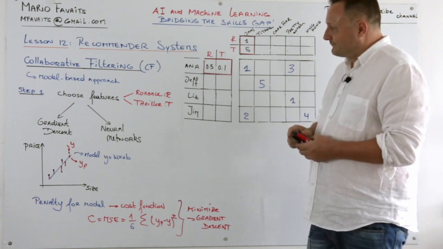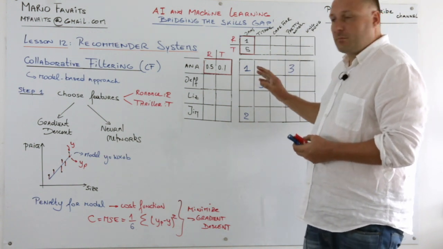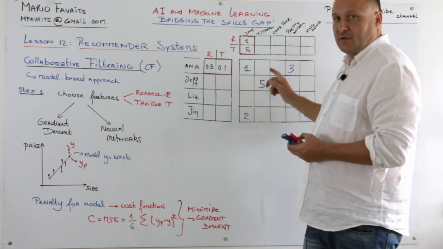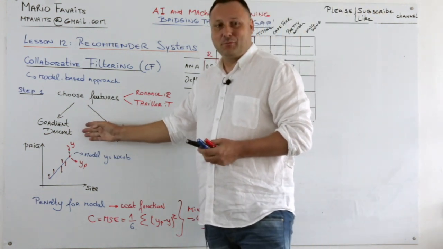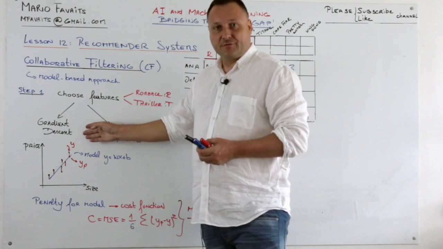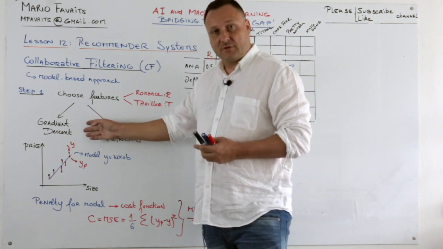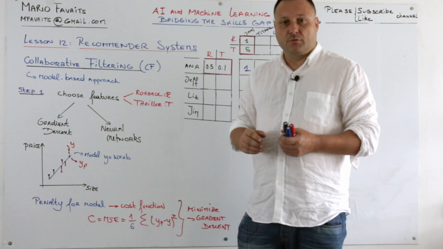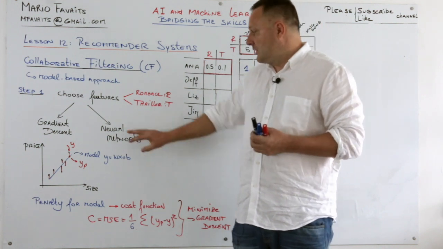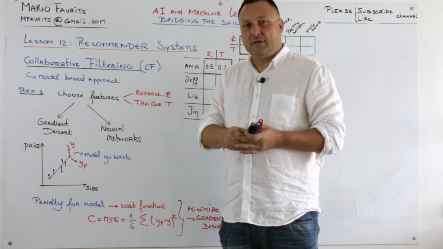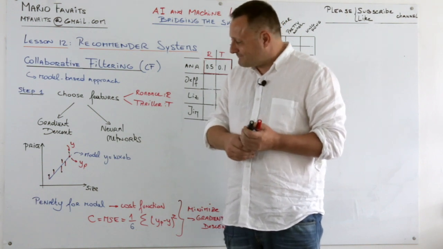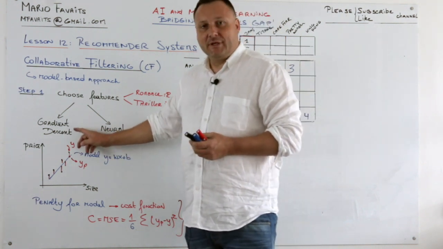So the features romance and thriller, which I put next to the users, and I also put next to all the movies. Now, to solve this problem and to fill in the blanks here, there are two ways. One way is gradient descent, and we've seen it in the first few lessons when we dealt with regression. Another one is neural networks. We will not go into detail on neural networks because this will be covered in a later chapter. So we'll focus on gradient descent.